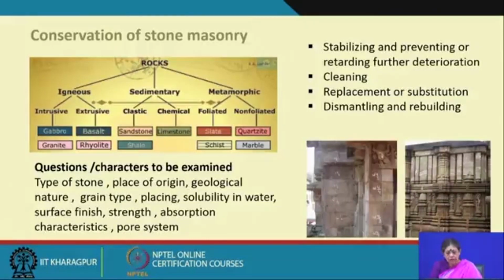So, as you can see, this is one from Bhubaneswar, a small temple where the numbering has to be done, it has to be properly recorded, and then it is dismantled and then it can be rebuilt. So, these are some of the characteristics when we talk about the conservation of stone masonry. And repair, different types of repair, what is required.